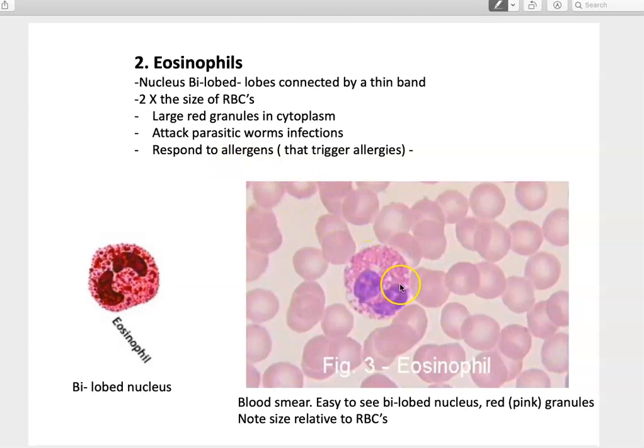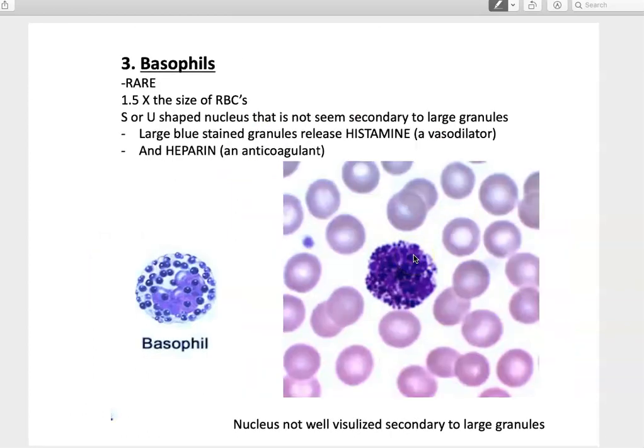So if you've got allergies, you're probably going to have a lot of eosinophils too. Parasitic worm infections respond to allergens that trigger your allergies. Now let's get back to basophils. Sorry about that. Basophils. We don't really know what they do. There are a lot of books that say we don't really know what they do. They're rare. They're pretty darn rare.